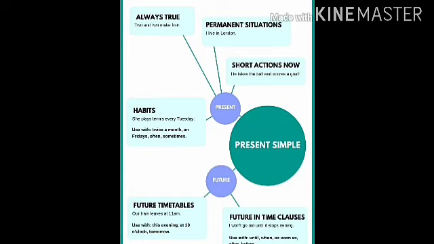This is a summary of the uses at a glance. I hope this will promote better understanding of all the uses of this tense.